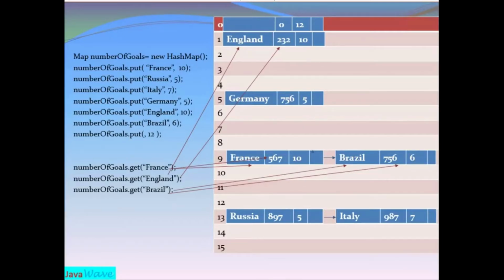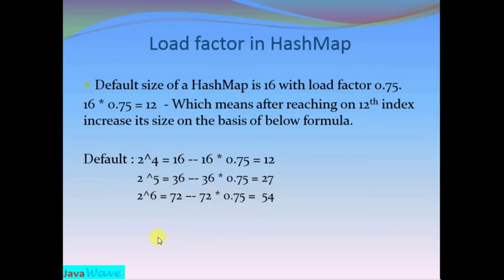So in this way, hash map will work while getting element and while fetching element. So let's try to understand a few more facts about hash map. Default size of a hash map is 16 with load factor 0.75. So 16 into 0.75 is 12, which means once it reaches the 12th position, it will increase its size on the basis of the below formula.